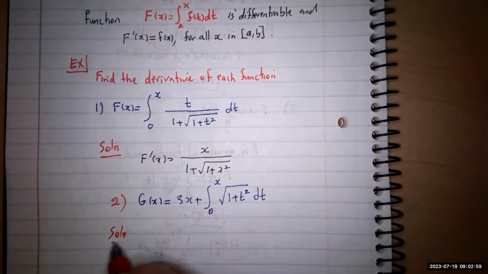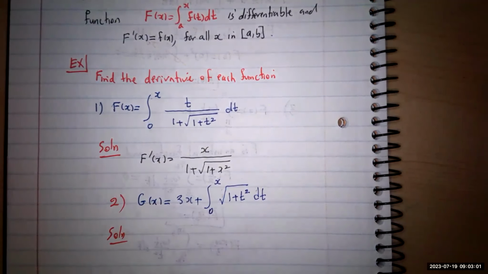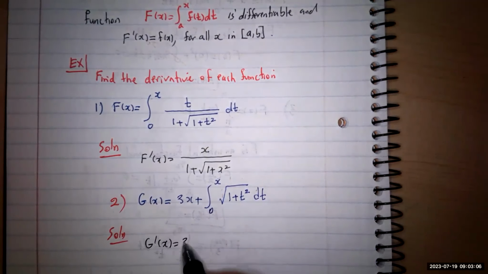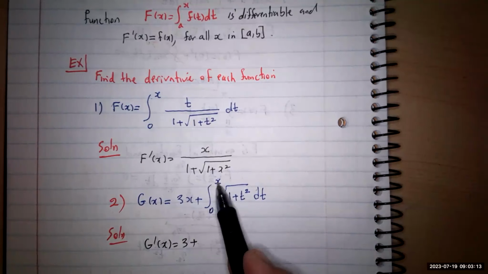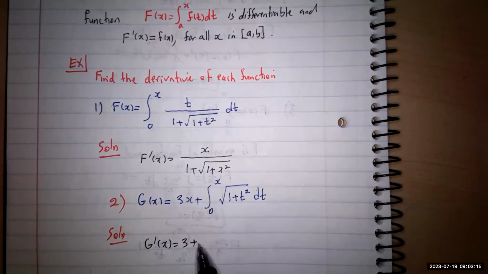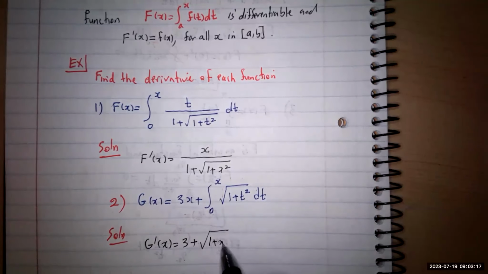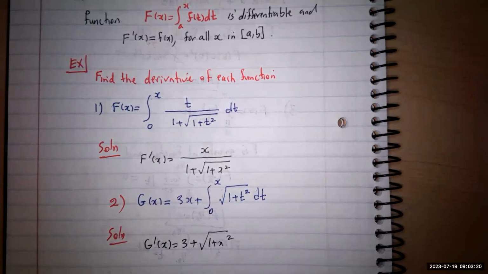Solution: g prime, the derivative of 3x would be 3, plus, when we get to the integral, we drop the integral and replace the t by x. So the result would be the square root of 1 plus x squared. That's it. You see, you have the g prime. You may like to do something else, so it depends, but in this case you've been asked only to find the derivative of the function.